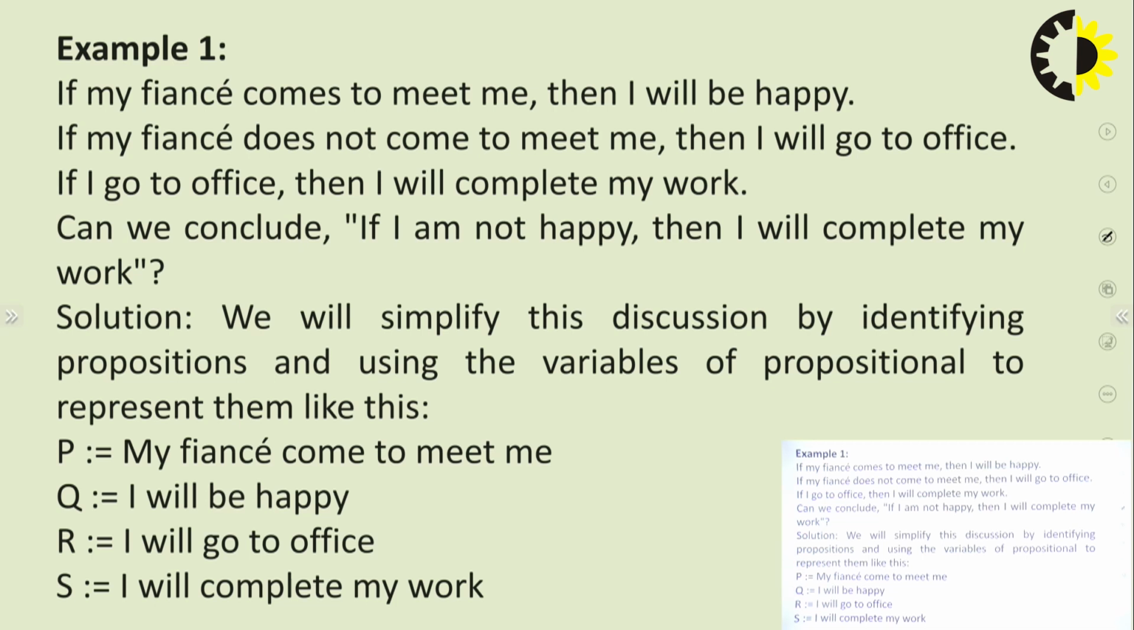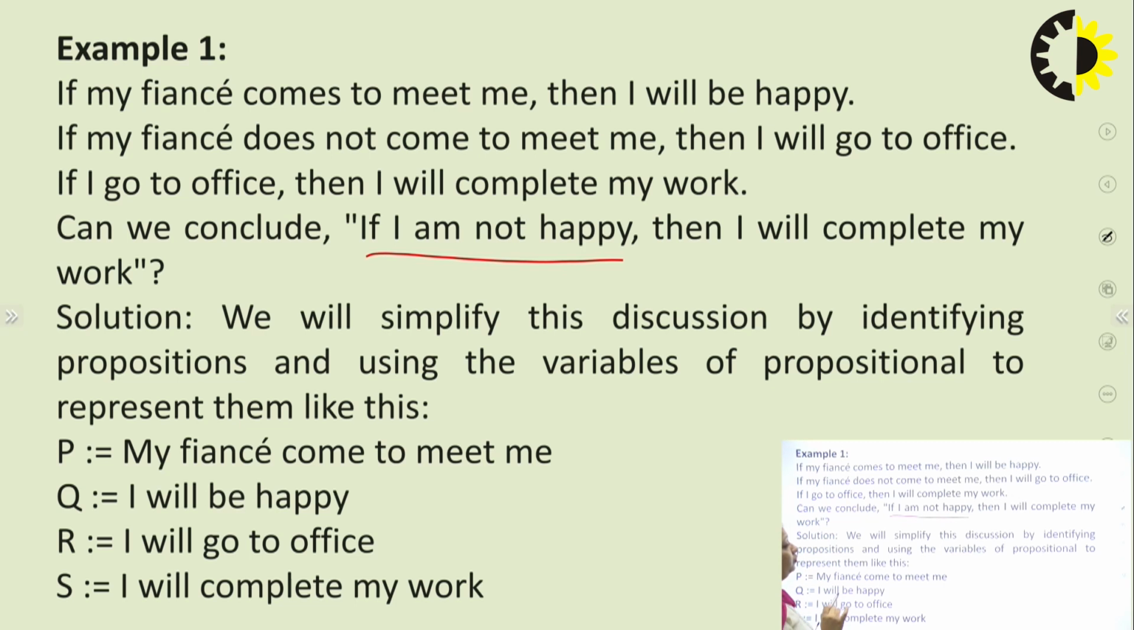The first premise is, if my fiance comes to meet me, then I'll be happy. The second premise is, if my fiance does not come to meet me, then I will go to office. The third one is, if I go to office, then I will complete my work. The fourth one asks whether we can conclude, if I'm not happy, then I will complete my work. So how to solve this or establish the validity of this conclusion, making use of the above premises?